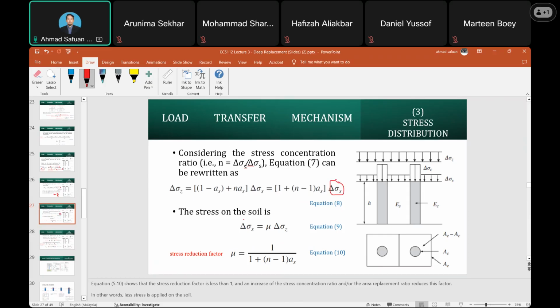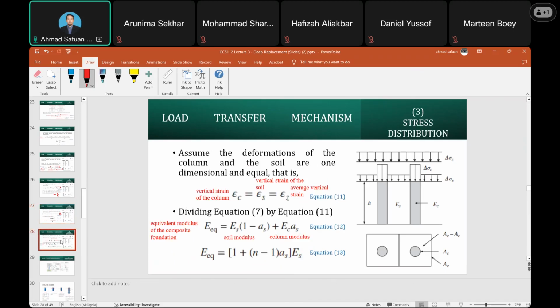Equation 10 shows that the stress reduction factor is less than 1, and an increase in the stress concentration ratio reduces this factor. In other words, less stress is applied on the soil. So that is for the equations for the stress reduction factor.